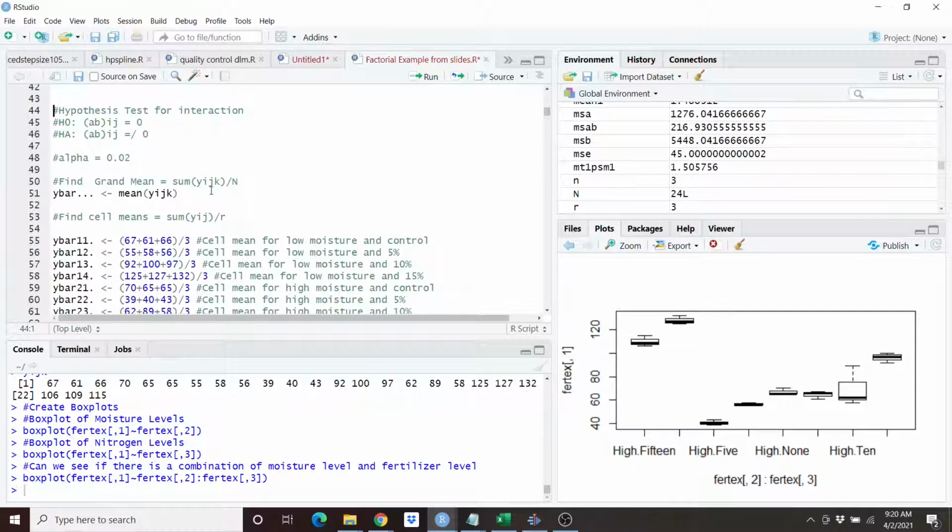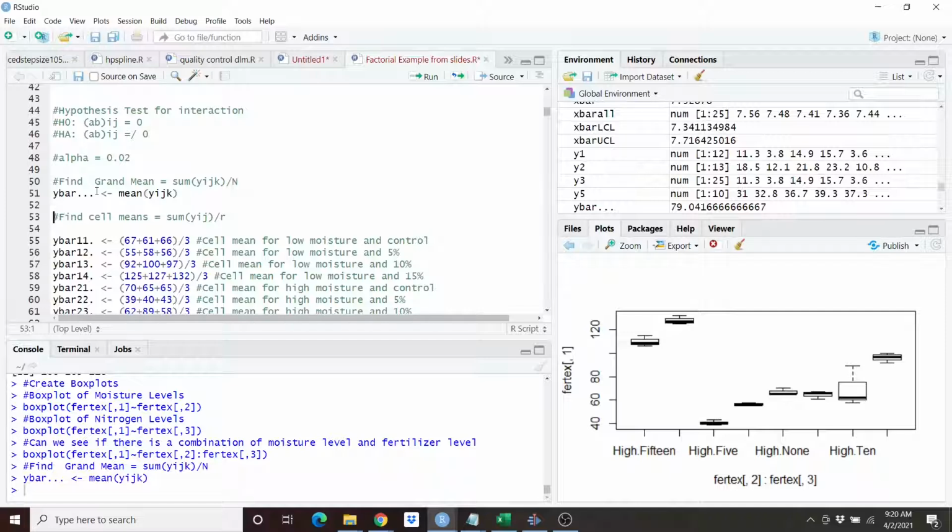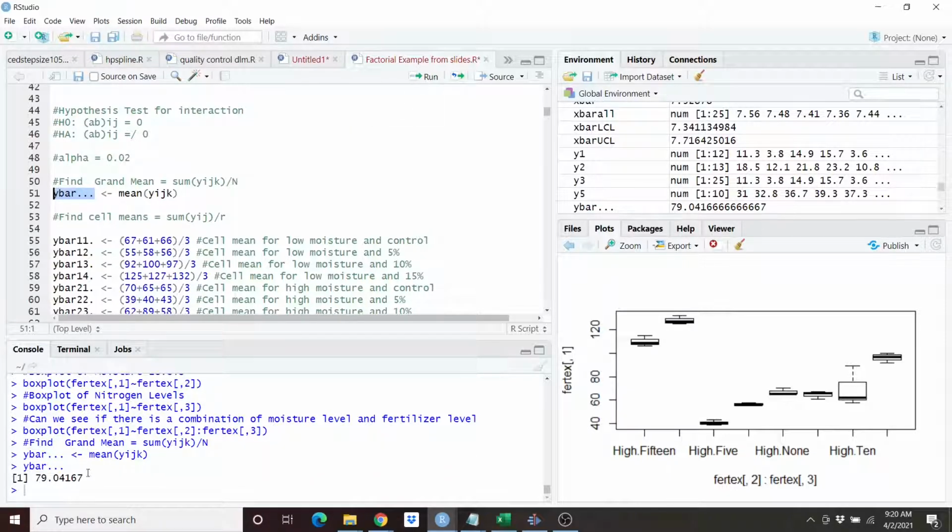The first thing we need to do, we need to find the grand mean of our data. In other words, we need to find the overall mean for the yield. And I'm going to call that y bar dot dot dot. And y bar dot dot dot we can see is 79.04167.